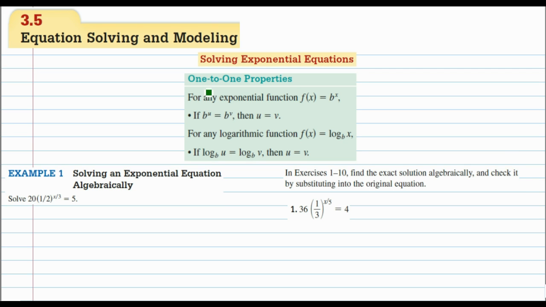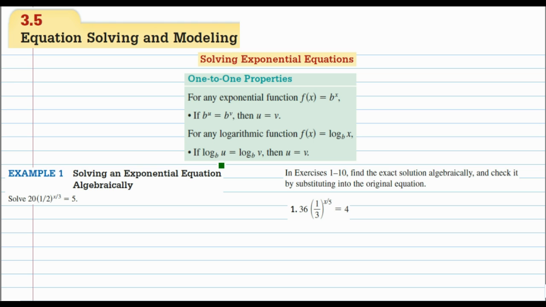First of all, for any exponential function, f of x equals b to the x, if b to the u equals b to the v, then u equals v. So in other words, if a base to one exponent equals that same base to a different exponent, those exponents have to be equal.